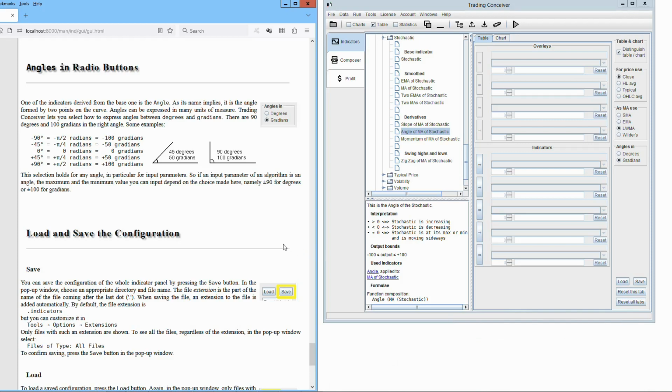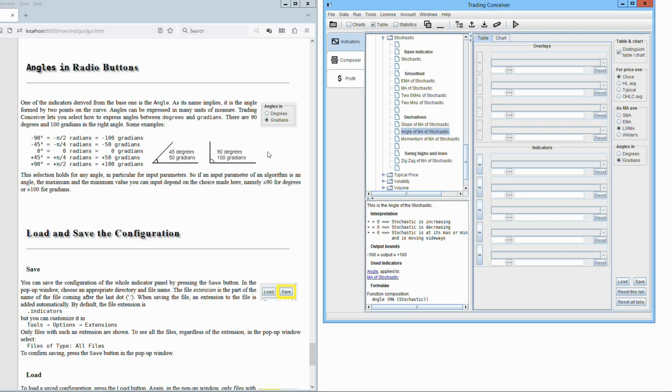One of the indicators derived from the base one is the angle. As its name implies, it is the angle formed by 2 points on the curve. Angles can be expressed in many units of measure. Trading Conceiver lets you select how to express angles between degrees and gradients. There are 90 degrees and 100 gradients in the right angle.